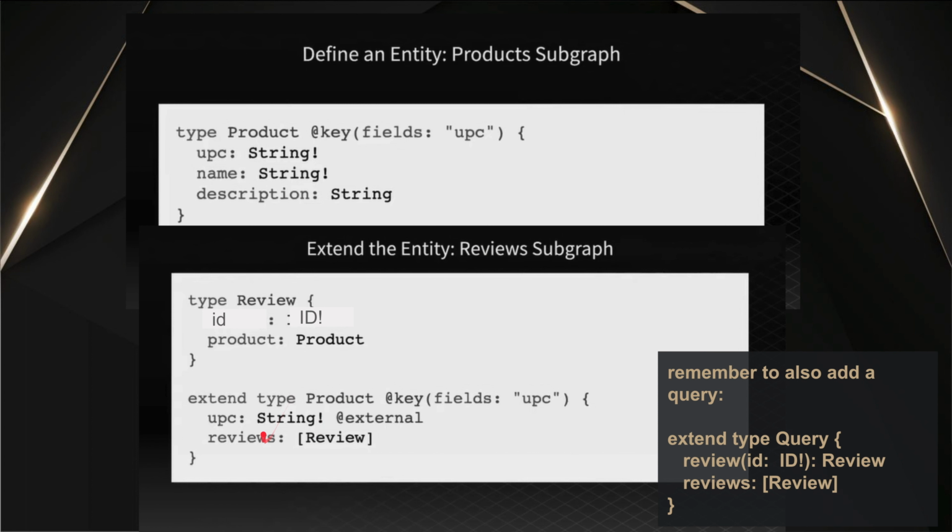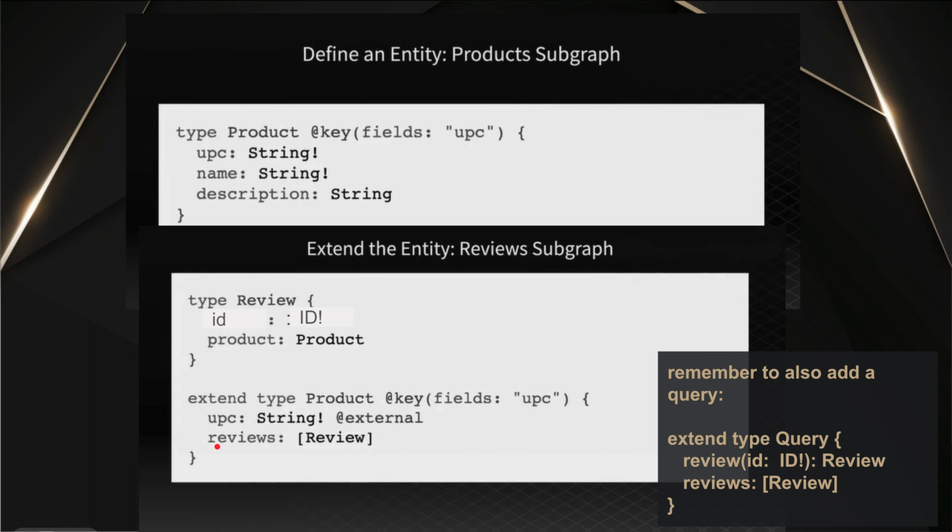Okay, so we have our reviews field, and it's a list of reviews. And note that there's no @external directive over here because this field is not externally defined. All right, so this is how we would extend the product entity so that we can reference it and use it in the review subgraph.